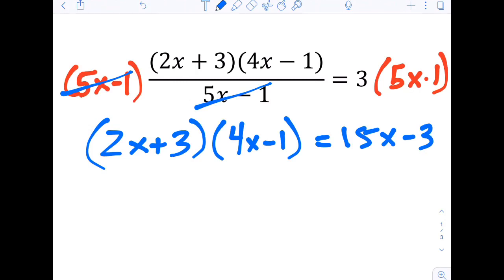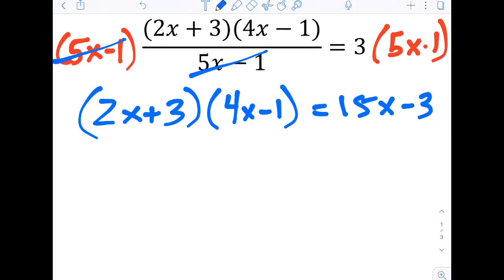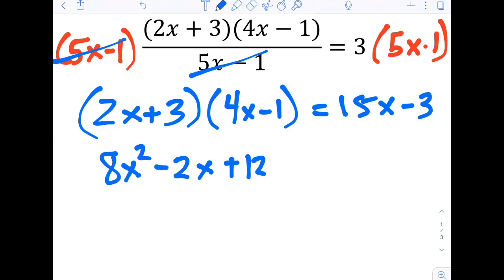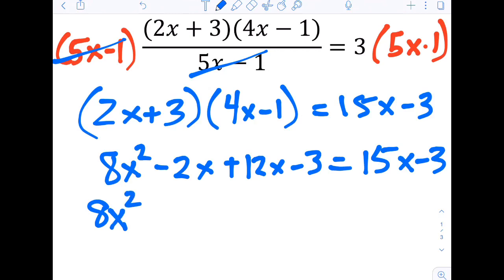Now what I'm going to do is try to bring all the values to one side, but before I do that I'm going to have to expand this binomial that we have over here on the left side. So when I expand that one, we're going to have 8x squared, distribute through negative 2x plus 12x minus 3. That's just using FOIL on that bracket. We still have 15x minus 3. And what I'm going to do is bring all the values to one side. So I have 8x squared. We have negative 2x and positive 12x, which is positive 10x.